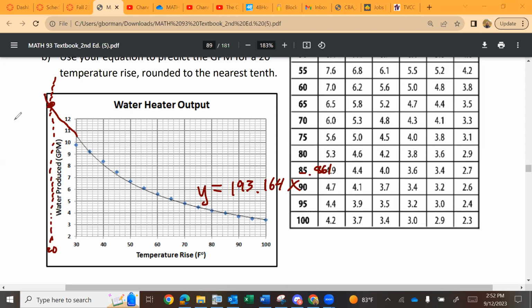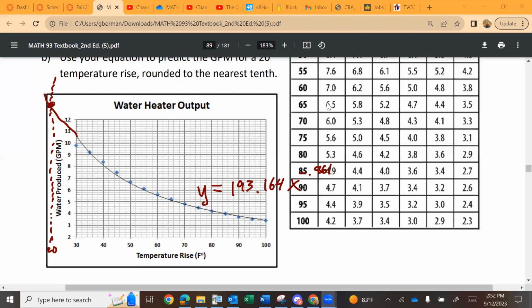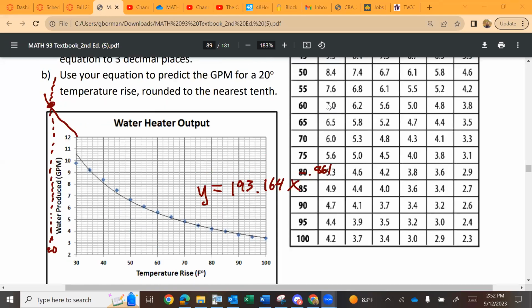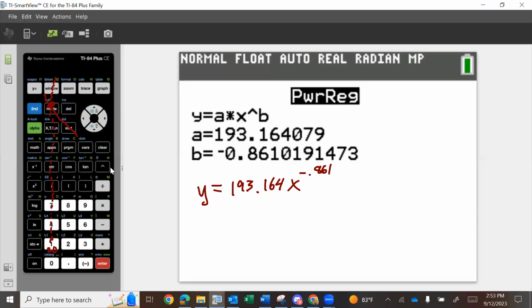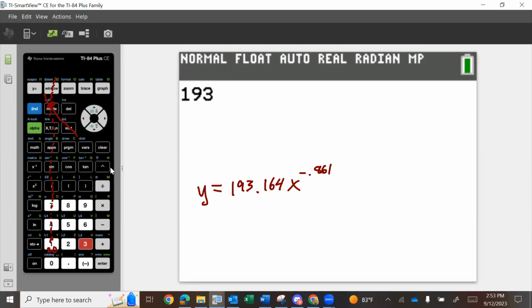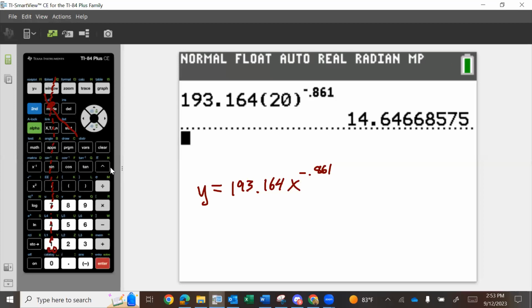So, all right, well, I think, were we supposed to go off the graph? Use your equation to, oh, we're supposed to use the equation. Okay, cool. Let's do that. All right, so they gave us an X value, so we're just going to plug it in. No big deal. So 193.164 times 20 degrees raised, where's the raised button? Raised to the negative 0.861. And then that'll give us our gallons per minute.